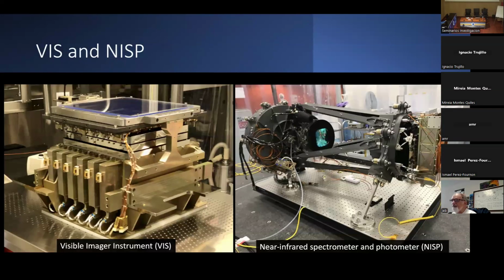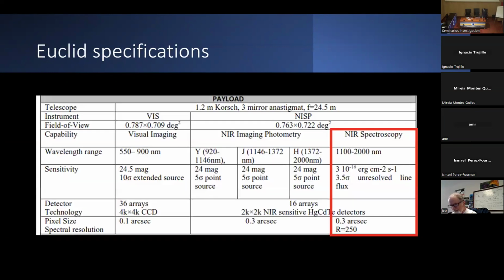There are 2 main detectors, the visible imaging instrument and the near infrared spectrometer. That's the one I care about because again, I want a spectrum. And if we look at the spectroscopy that I can do with Euclid, this is the wavelength range, the sensitivity, and the spectral resolution. Now notice the spectral resolution is not great.